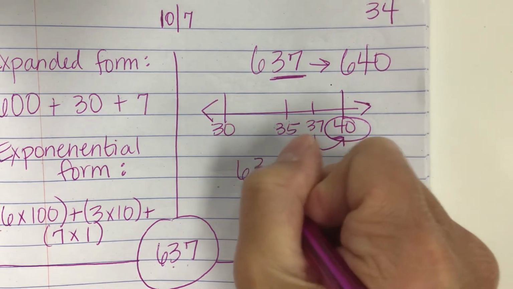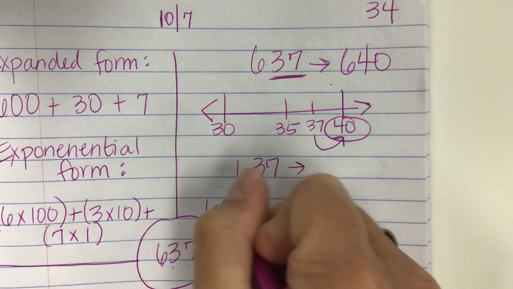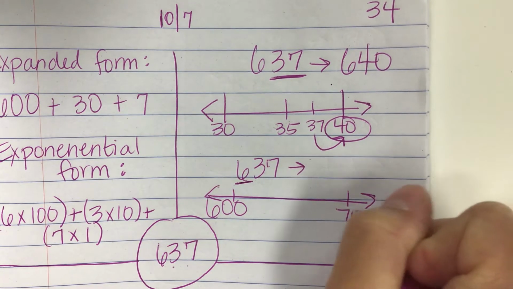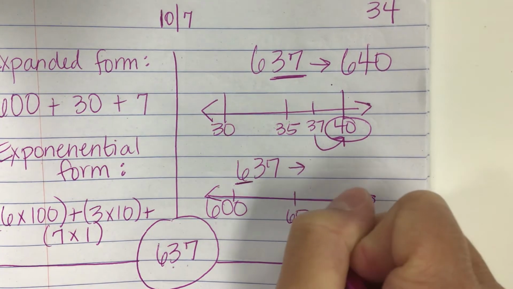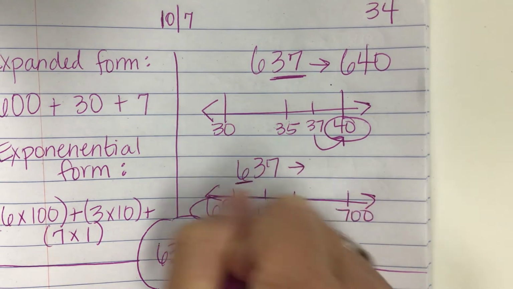My next thing asked me to round it to the nearest 100. So I'm going to look at the hundreds. That's going to be 600 on my number line, and 700. Halfway is 650. 637 is less, so it rounds to 600.